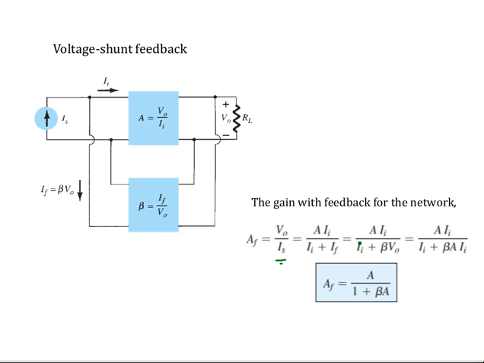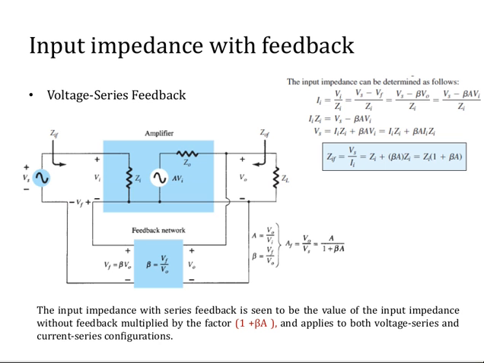Substituting these, you get A into Ii by Ii plus what is If? If is beta times V0. Substitute that here, beta times V0, and finally you get an expression in terms of Ii, and again you get it as A by 1 plus beta A. So here also you see the gain is reduced by a factor 1 plus beta A.